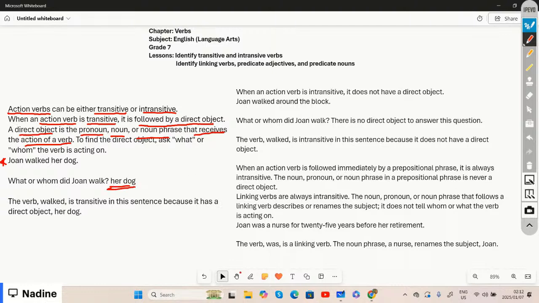So her dog, that is the direct object. And the verb that is transitive is walked. Walked is our verb, it's the action. But now we need to ask ourselves, what did Joan walk, or whom did Joan walk? And then we can say it's her dog. So our direct object is her dog.